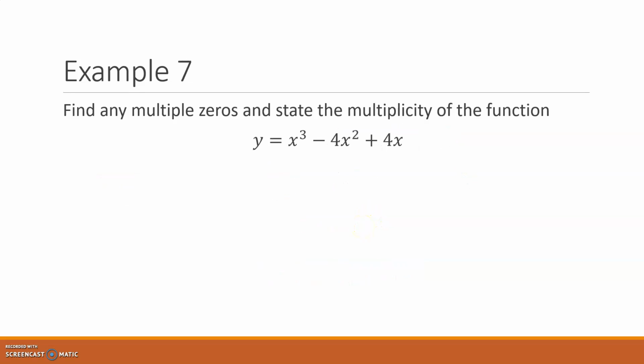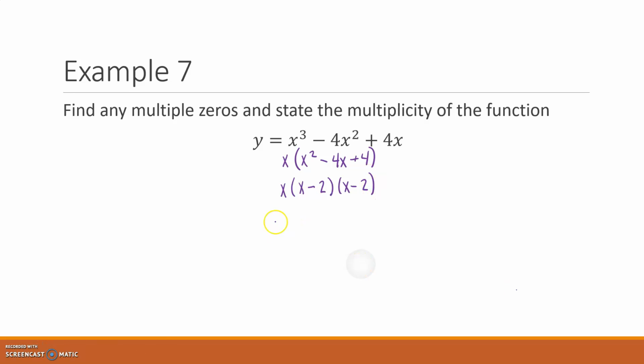Let's try one more, but this time we are going to factor it. So first thing I'm going to factor is what? I'm going to take out a GCF. And so I'm going to get x squared minus 4x plus 4. So I've got x and then x, not x plus 2, x minus 2, x minus 2.